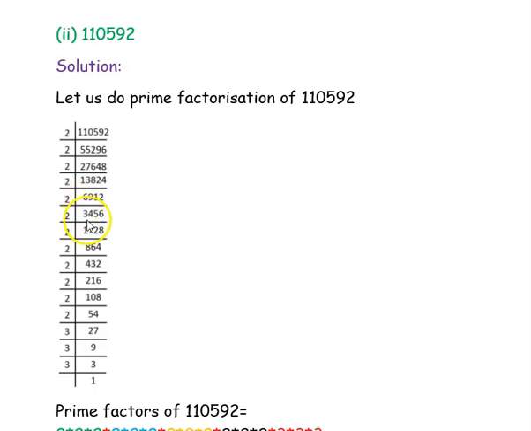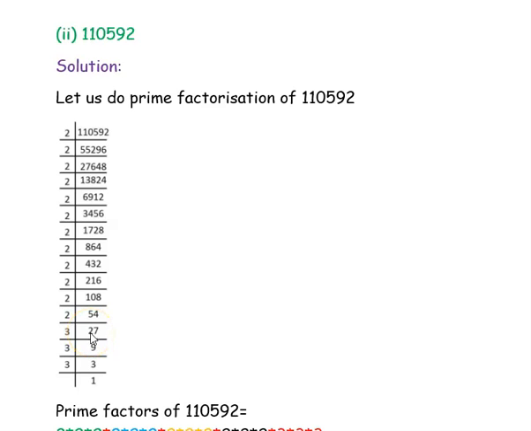Again dividing by 2, I got 3,456, which can be divided by 2 again. So I got 1,728, which can be divided by 2 again. So it's 864, which further divided by 2, I'll get 432. Again dividing by 2, I got 216. Again divide by 2, I got 108. Again divide by 2, I got 54. 54 divided by 2 is 27.